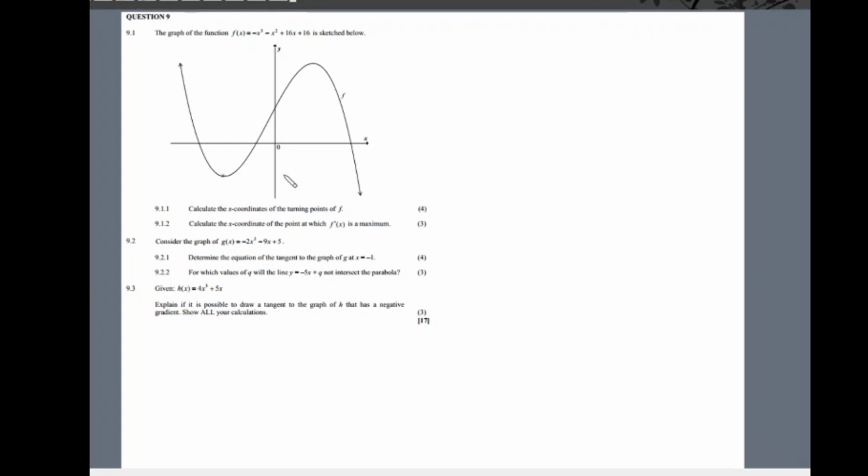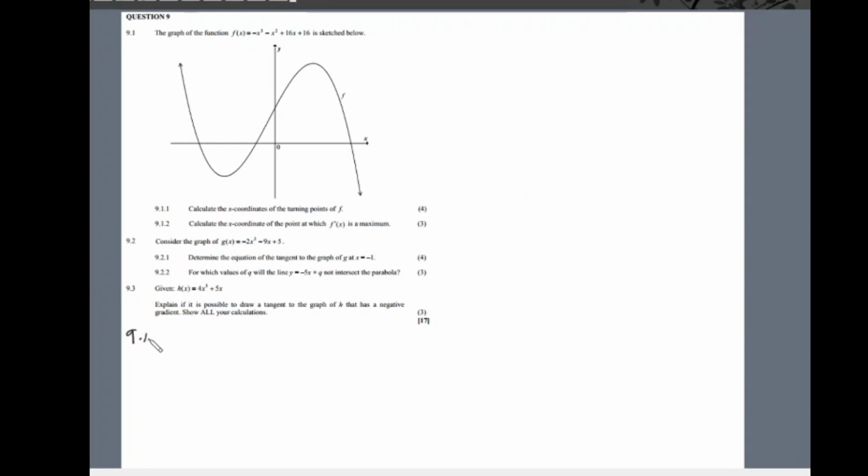Therefore, if we equate the first derivative of this function to 0, that will give us the turning points where the gradient is 0. The gradient is 0 because if you draw a tangent at a turning point, you will see that the tangent is a horizontal line, and the gradient of a horizontal line is 0. That's why when we find the turning points, we equate the first derivative to 0, right? So we will go ahead and do that.